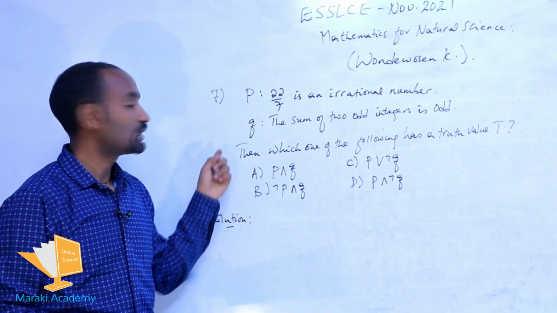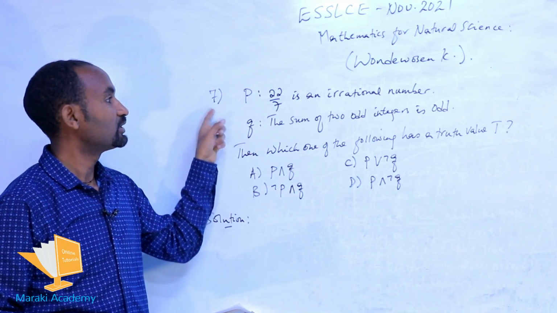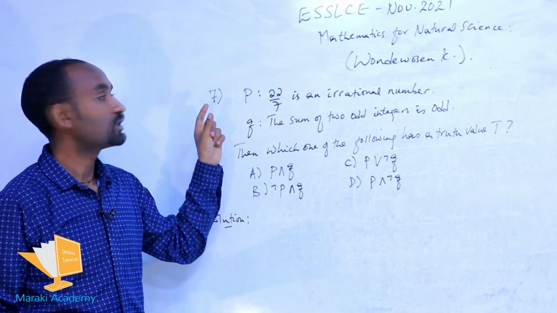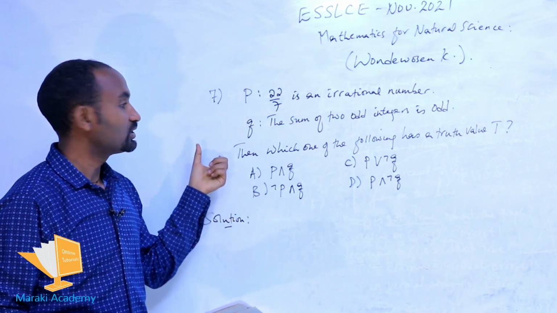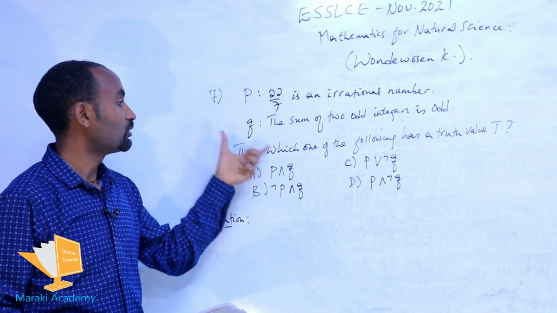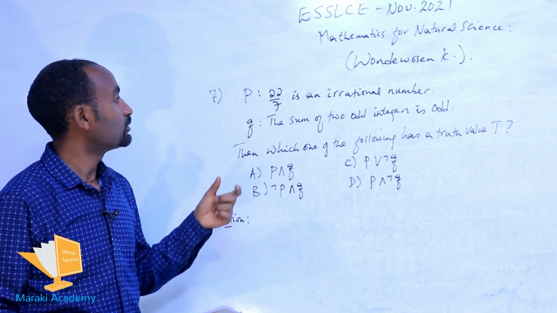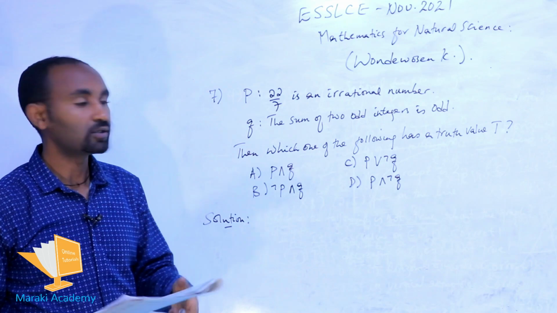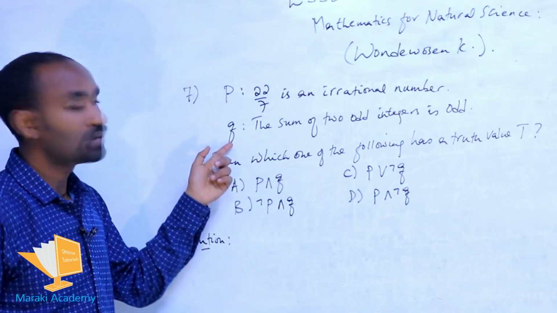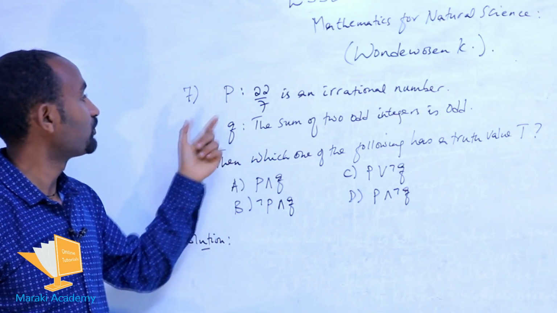Okay, so the other question is question number 7. We'll see question number 5 and 6 in another category. So this is about logic. Now what we are going to see is logic. We have propositions, we have logical connectives. Which one gives a truth value T? So P and Q are propositions, simple propositions.